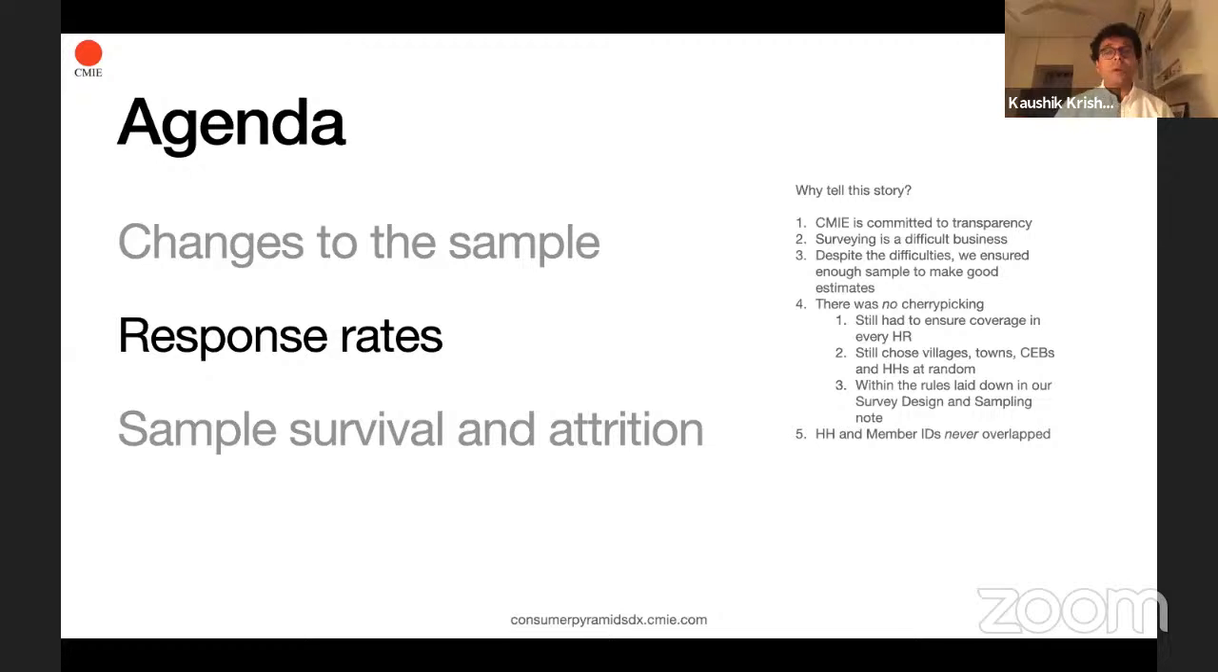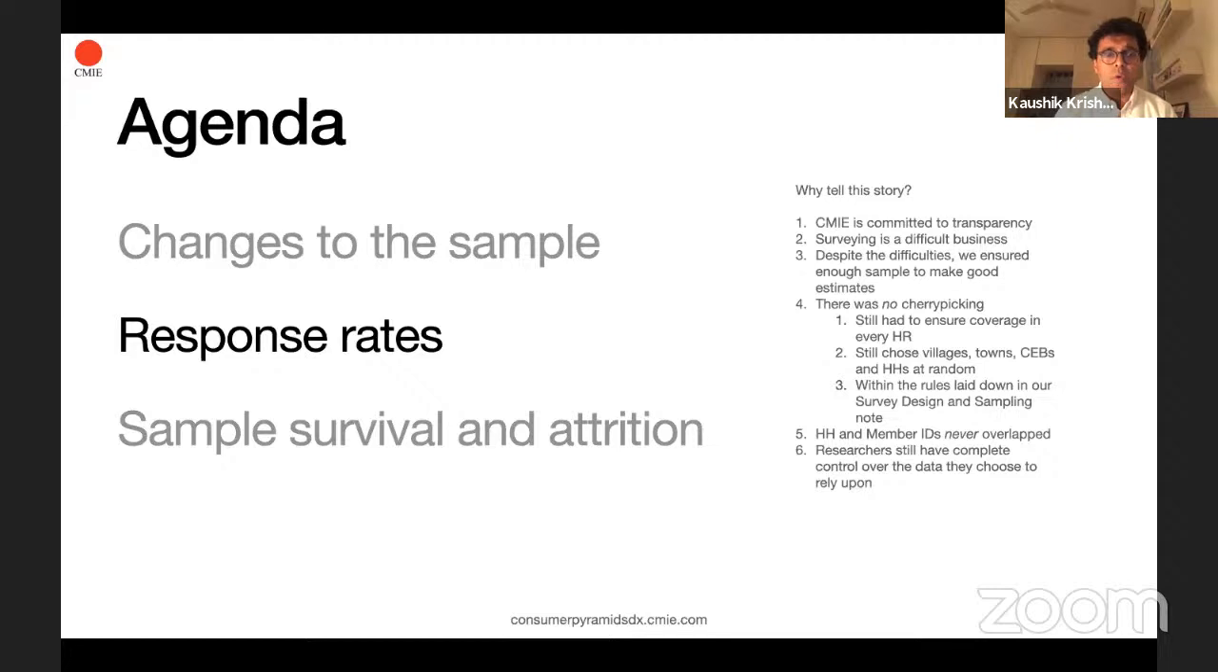And household IDs, member IDs, they never overlapped. Households may have changed, but then households were assigned new IDs for those new households. And so as a researcher, you still have complete control over the data that you choose to rely upon. And it's our job to explain to you what those changes are so that you can make an intelligent decision on what data to use. Okay, so I hope that the reasons for why we're telling you this make sense to all of you.